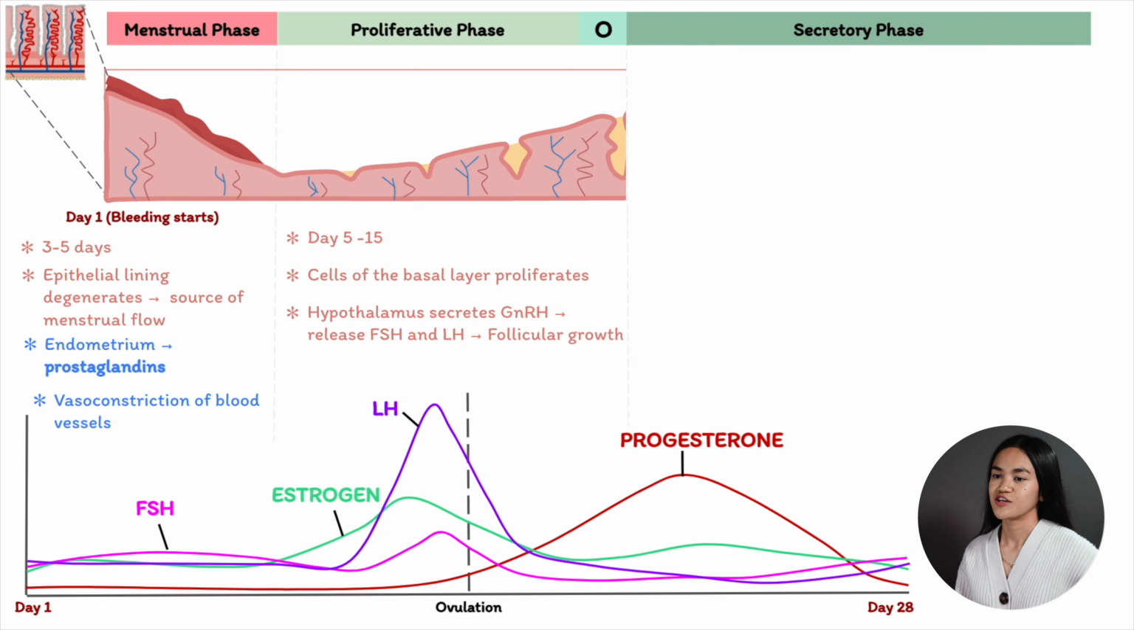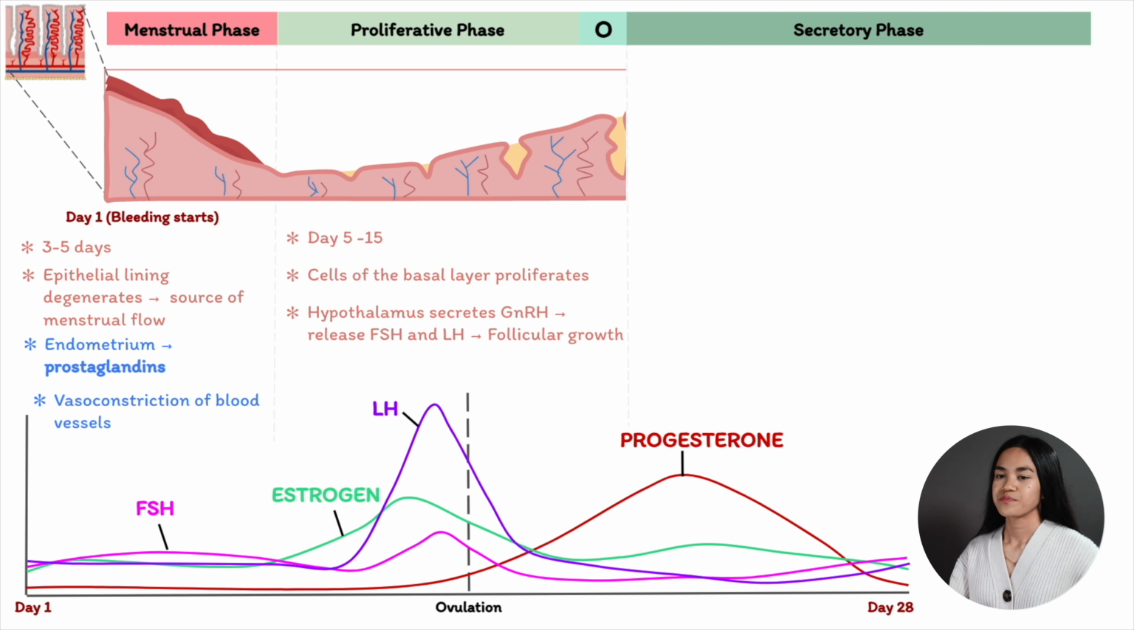Then prior to ovulation, there's an LH surge, and the Graafian follicle ruptures and releases an oocyte, a secondary oocyte from the ovary. And after ovulation, it's the next uterine phase, which is the secretory phase. But before we move on to the secretory phase, let's quickly recap what we've just covered. There's a lot to cover here.